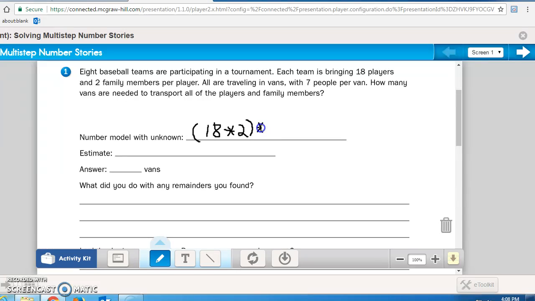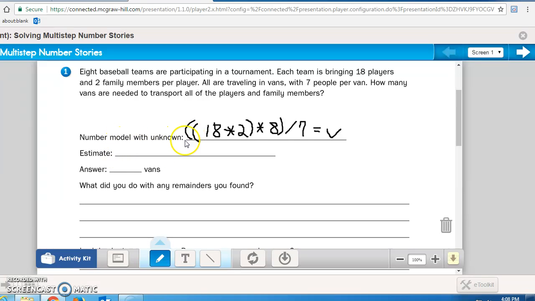So I'm going to do this times 8. All are traveling in vans with 7 people per van. So then I'm going to divide, once I figure all of this out, by 7. And it says I have to have an unknown. It's asking me how many vans, so I'm going to leave my unknown for vans at V. This is how you would first do this number model.